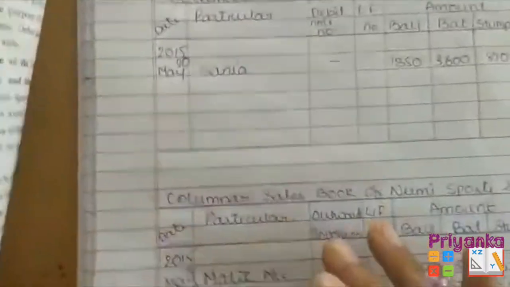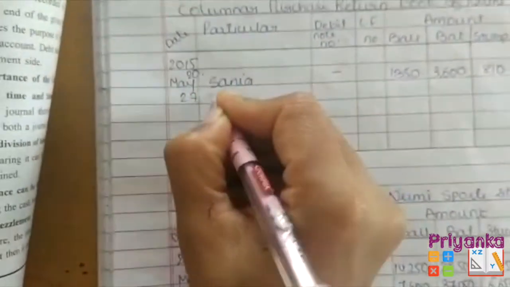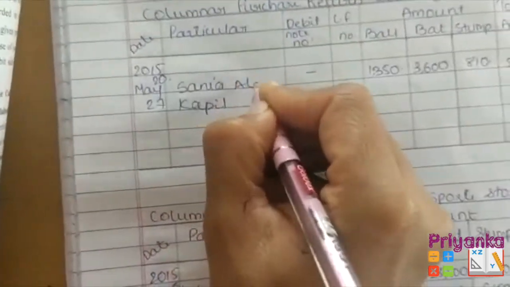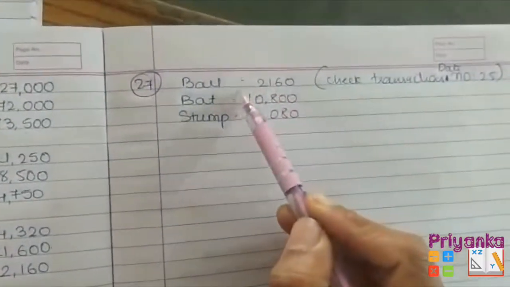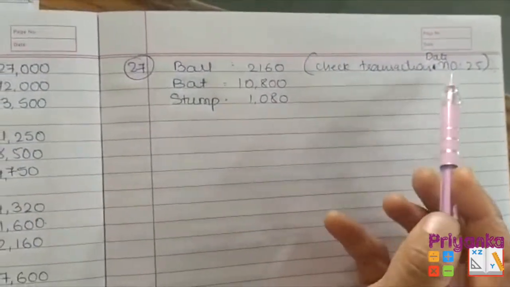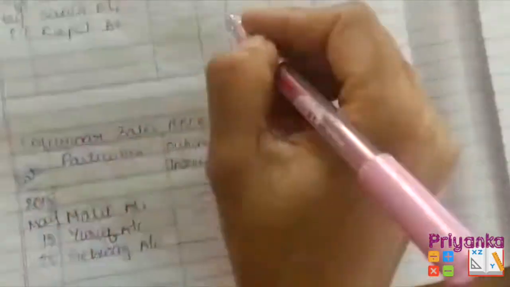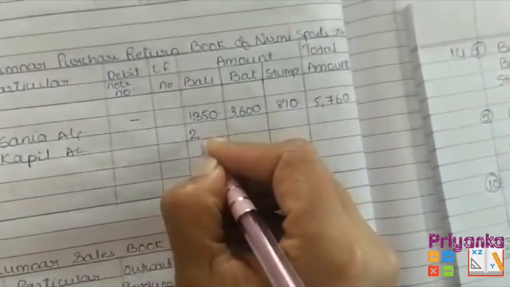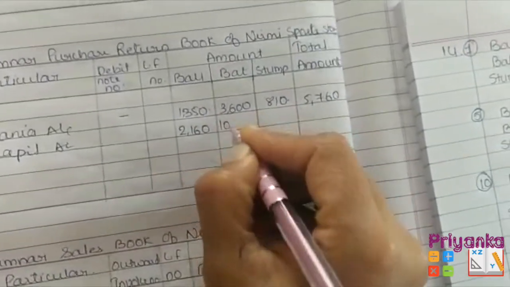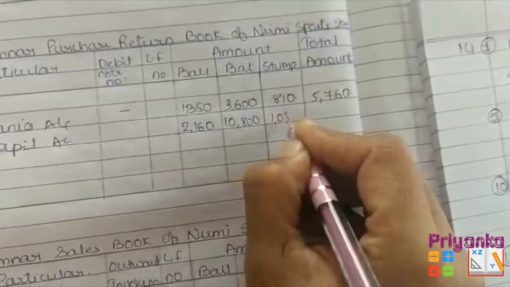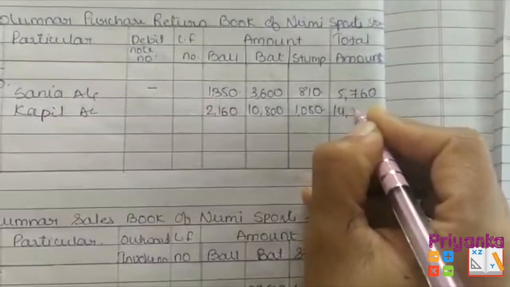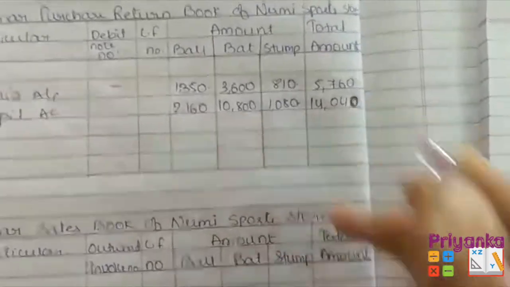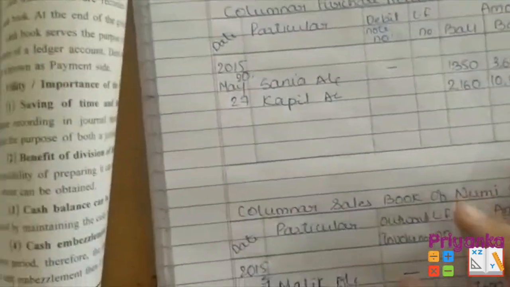So we can write down in the purchase return, dated 27, Kapil, we will return half. We'll copy the same amount here from here. Here also I have written for the amount, check the transaction number dated 25. So here 260, 10,800 and 1,080. 14,040. So this is how we have to write.